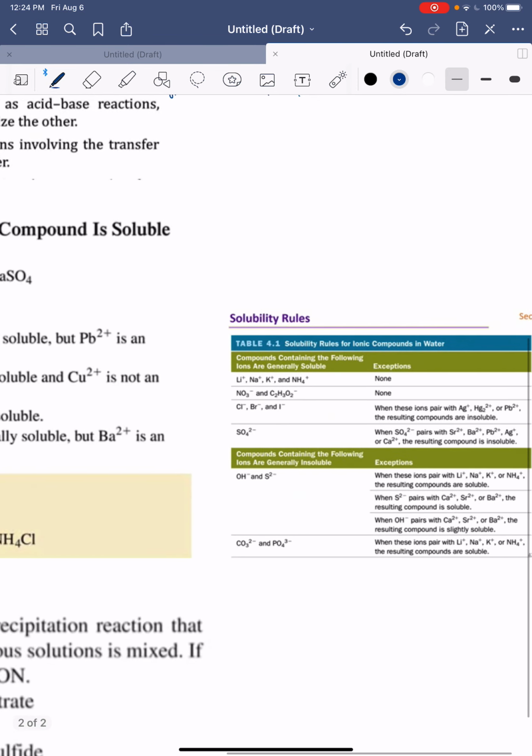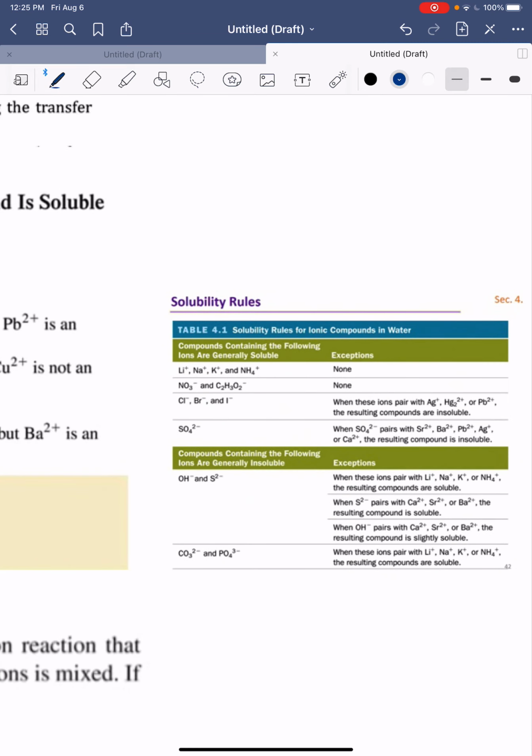These are our solubility rules right here. Take a picture of them, look at them in Module 6, really know them for the fall because they are absolutely essential in writing precipitation reactions.